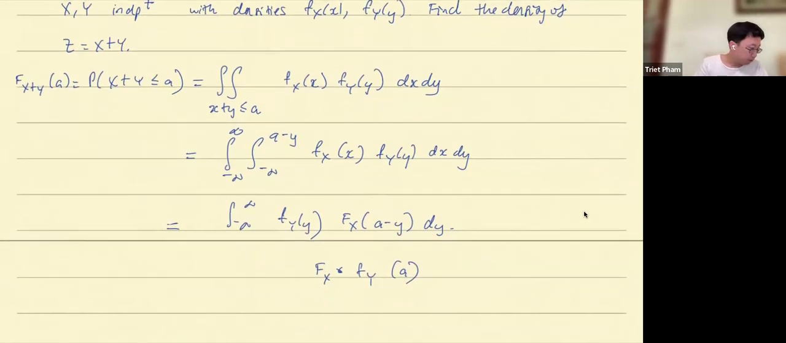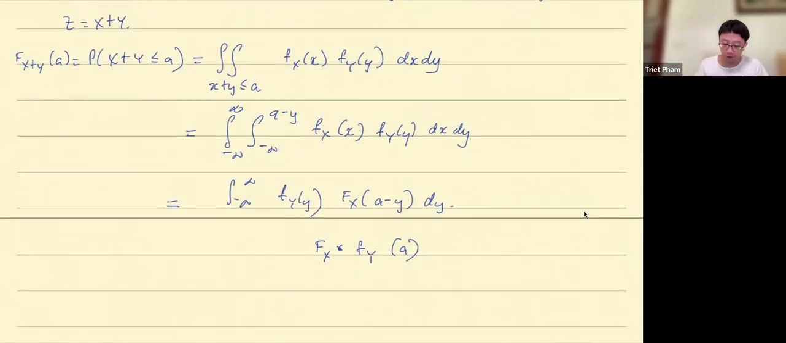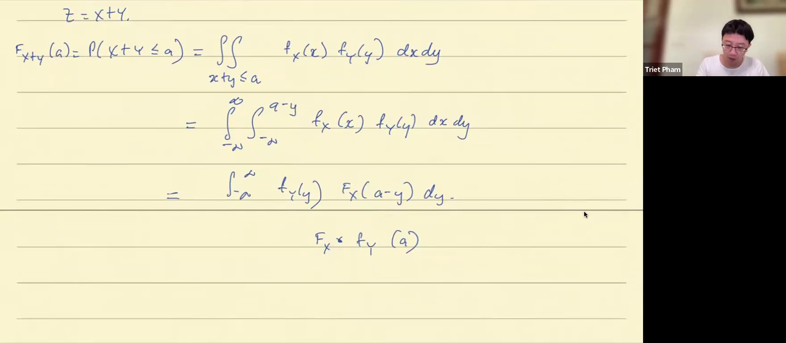But yeah, let's continue, right? Now, if you want to do the PDF, then you differentiate this with respect to a.